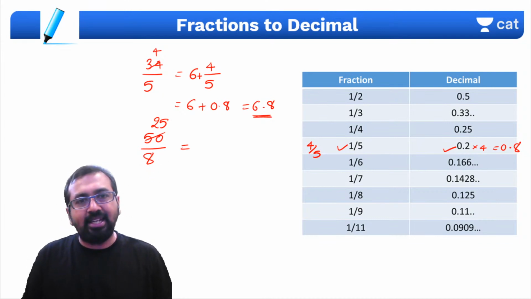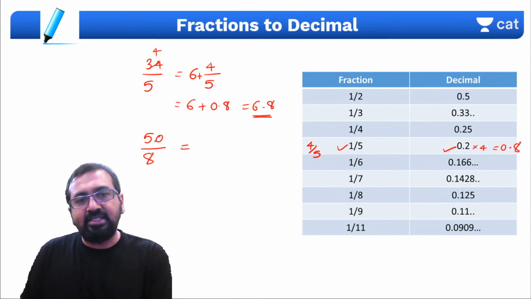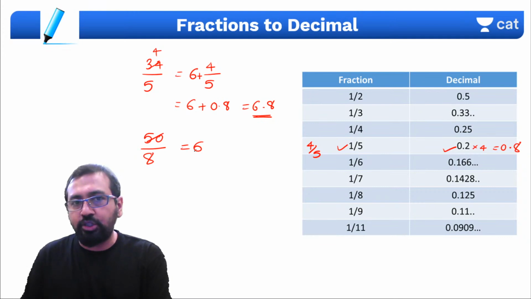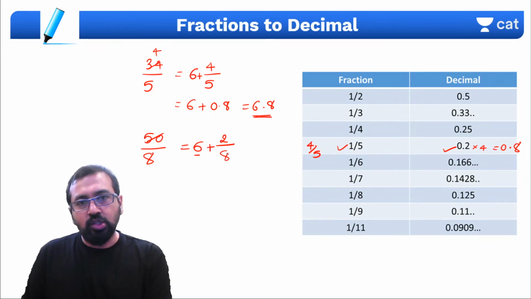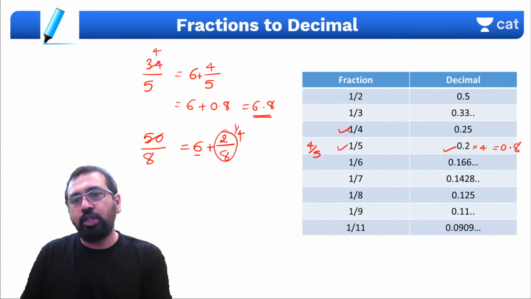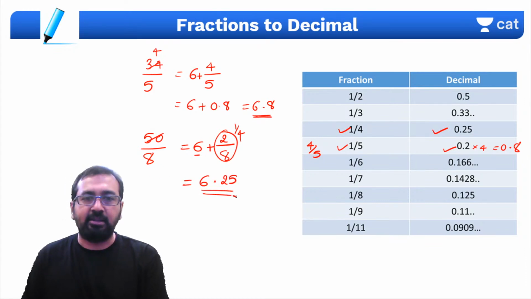Or you can directly do it without doing all this division. You can straight away think 8 6s are 48, right? So I'll first write 6. The quotient part should be written over here, plus the remainder part, which is 2, divided by the divisor, which is 8. So 6 plus 2 by 8. Now 2 by 8 is nothing but 1 by 4, and 1 by 4, as we know, is 0.25. So this should be written as 6.25, as simple as that.